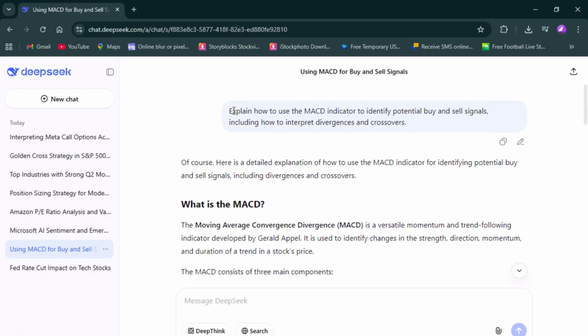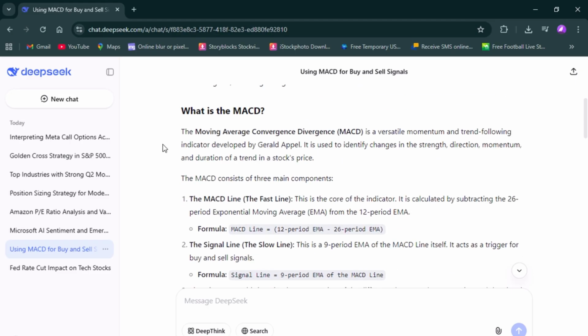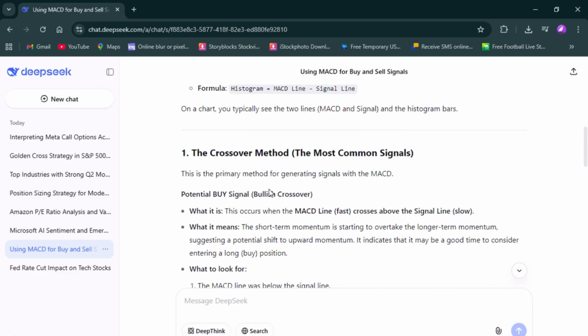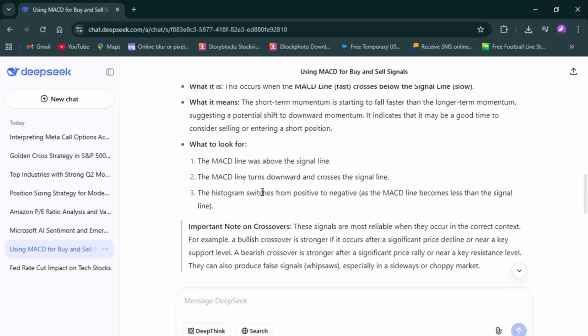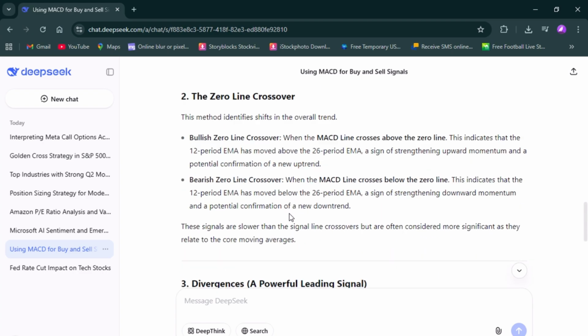Or, "Explain how to use the MACD indicator to identify potential buy and sell signals," including how to interpret divergences and crossovers. DeepSeek can break down complex trading concepts into easy-to-understand insights that help you make better decisions. You can even ask it to compare different technical indicators or explain how multiple signals might work together to provide stronger confirmation of potential market movements.